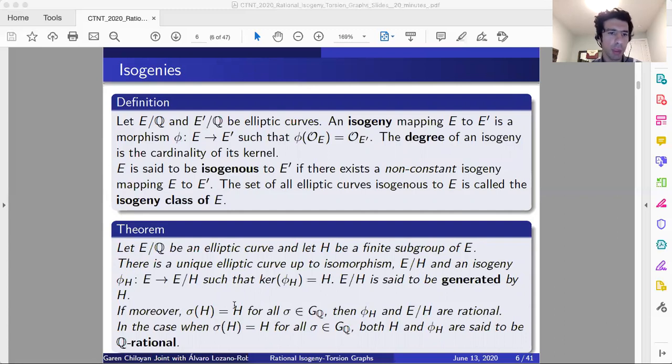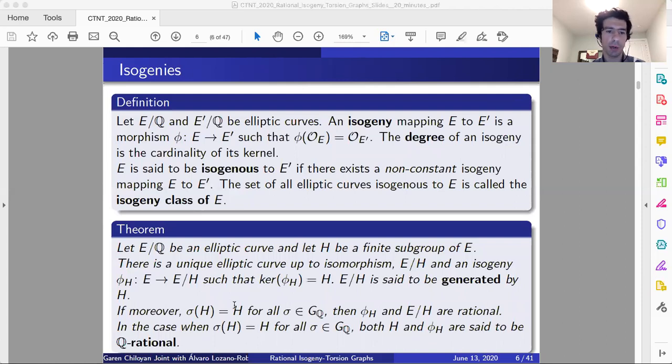Now, how do we actually get isogenies from E? Where do we start? The following theorem can be found near the end of the third chapter of Silverman's Arithmetic of Elliptic Curves. Let E be an elliptic curve and H a finite subgroup of E. There is a unique elliptic curve up to isomorphism, E mod H, and an isogeny phi sub H such that phi sub H maps E to E mod H with kernel H. E mod H is said to be generated by H.